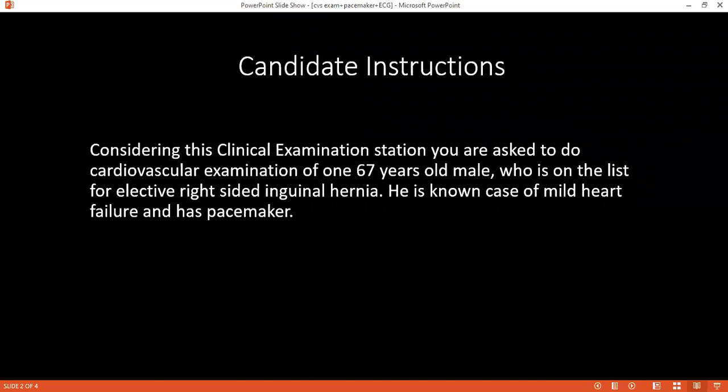Time has gone. Can you present your case now, please? Yes, today I examined Mr. Thompson, a 67 years old male who attended for elective right-sided inguinal hernia repair.